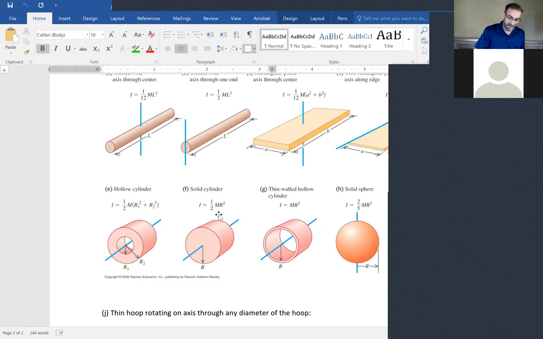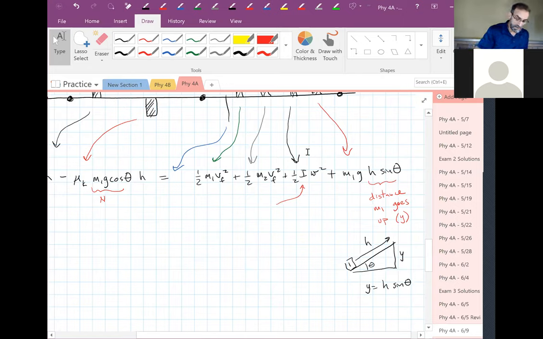1/2 mr squared. Now, if it was a thin walled hollow hoop, like a bicycle wheel, where the mass is all at the rim of the wheel and there's nothing in the middle, then we look over here at G, it says thin walled hollow cylinder, I is equal to mr squared, okay? One half mr squared.